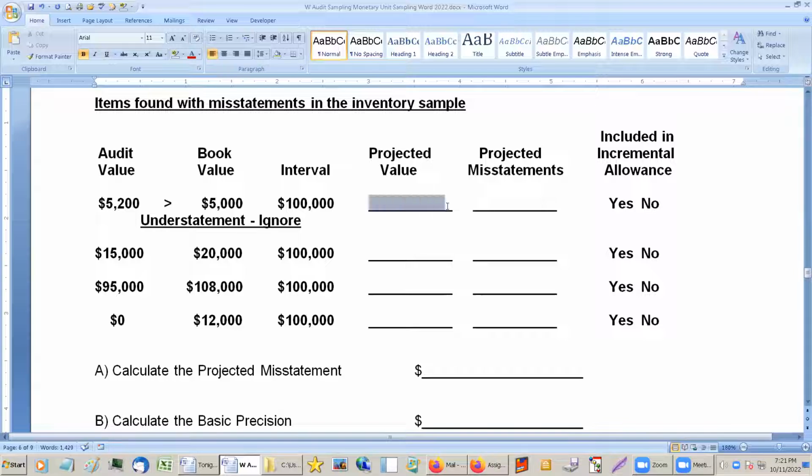So projected value would simply be the whole 100,000, and there would be no misstatement. Again, we don't do anything with it. It wasn't supposed to find it. When it does find it, we ignore it. There is no misstatement. It's not going to be an incremental allowance, and even if it was, it wouldn't matter because it's zero. Zero times anything is going to be zero. This first one here is really not a problem at all.